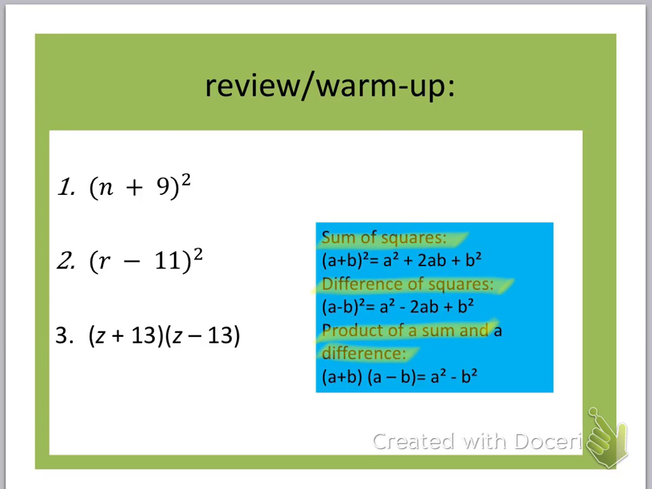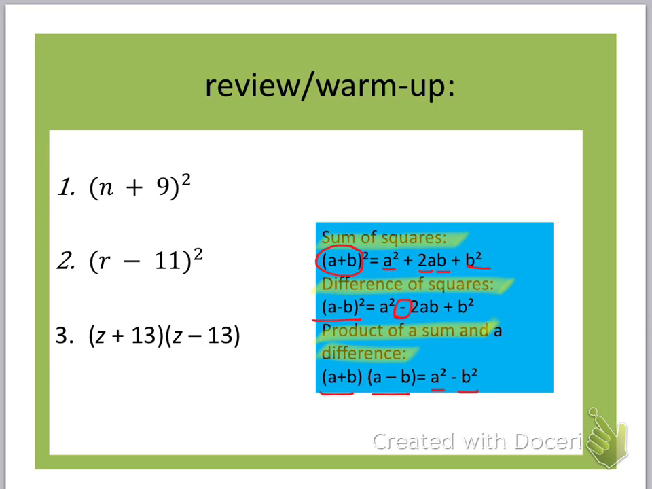And what we did is anytime we saw a pattern that looked like this, we squared the first number, 2 times the first number times the second number, and then we squared the second number. Same thing with the subtraction, except you had a subtraction sign. And then when you had an a plus b and an a minus b, it was just a squared minus b squared. So real quick, let's see if we can practice those. Push pause and give it a try on your own.